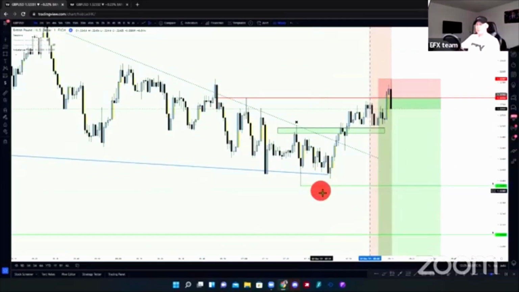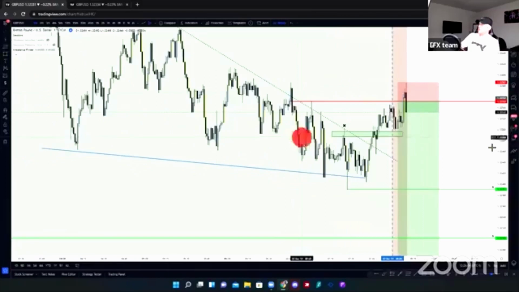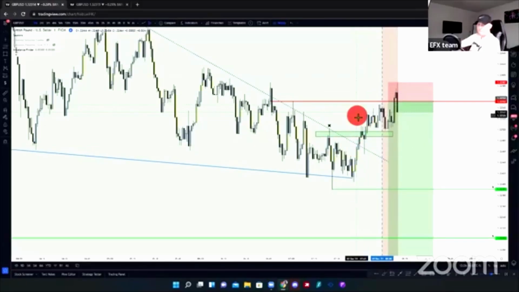Can anybody also tell me what pattern this is? And this is more directed at EFXU members. What pattern is this?